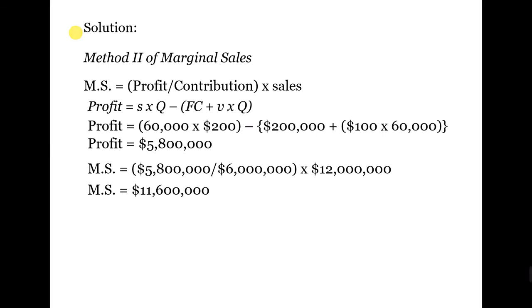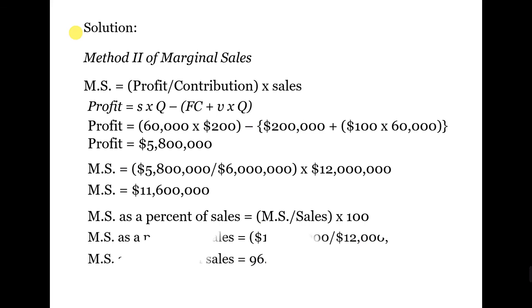Now to find out the percent of margin of safety, we use the formula: margin of safety over sales, then multiply it by 100 to convert it into a percent value. And the result is equal to 96.67%. Therefore, in this problem, the company has great sales that may contribute to having more profit if they produce more products for the consumers.